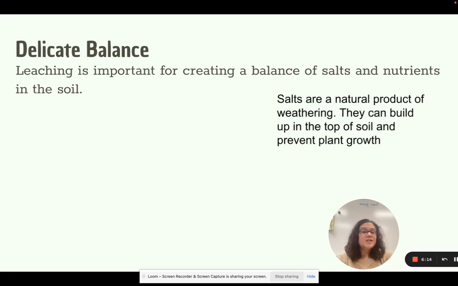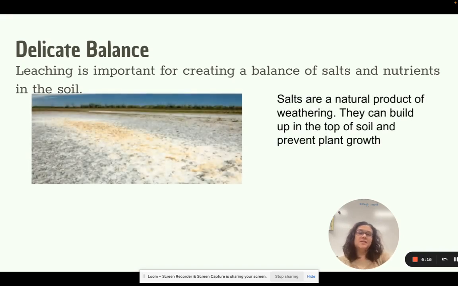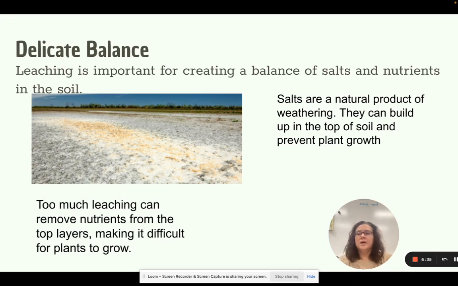Okay. It's actually really important because that's how we get a lot of salts and nutrients into the soil. And those are a huge, huge thing that, again, a lot of different living things rely on. They are a natural process of weathering. The problem is that sometimes they can build up in the top of the soil. And if we see it happen at the top, it prevents a lot of plant growth.